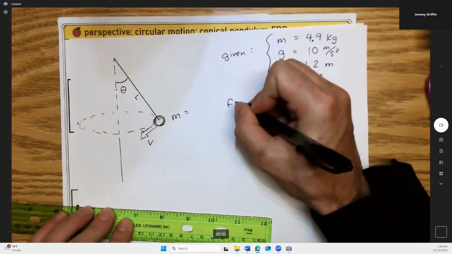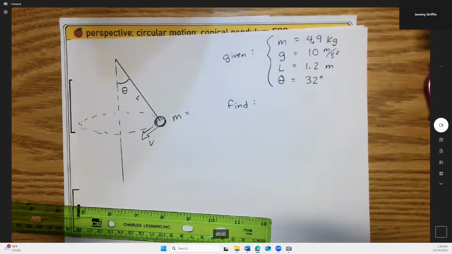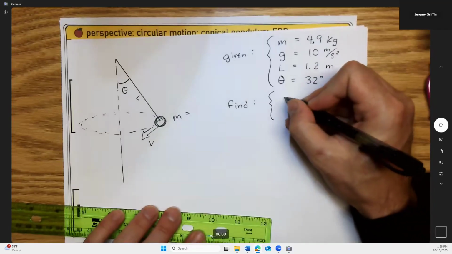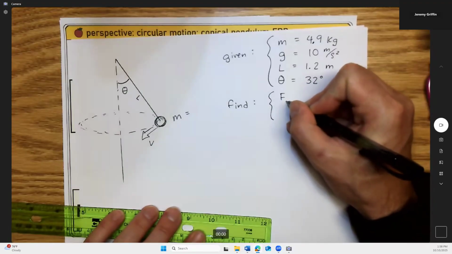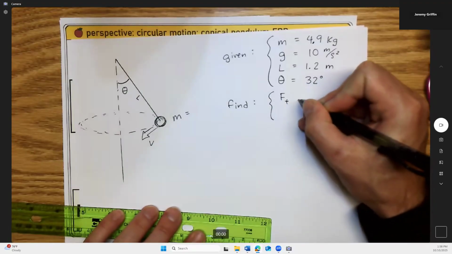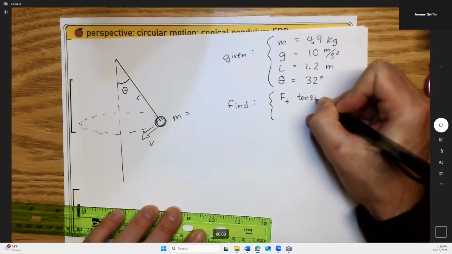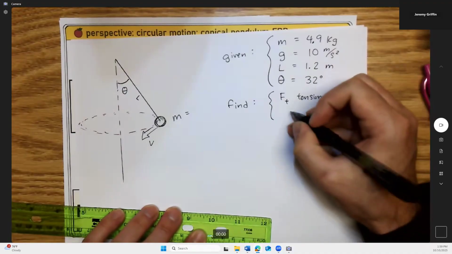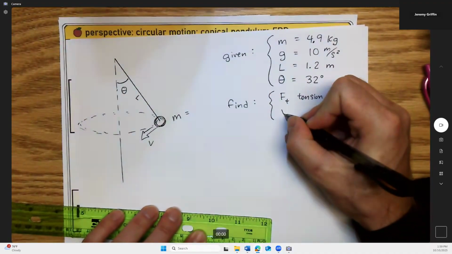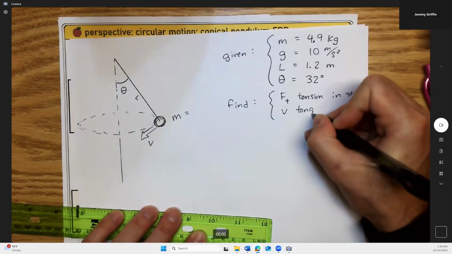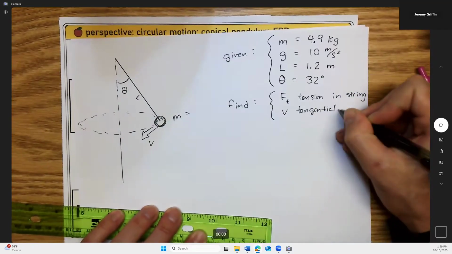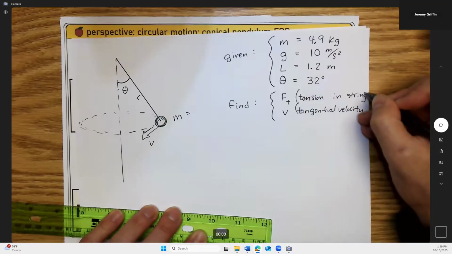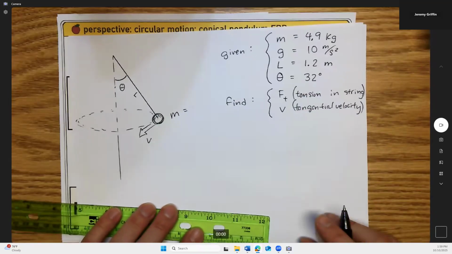So what I want you guys to find. A good challenge question here is going to take us a while. This will be a few steps. Find the tension in the string, F sub T. And also V, which is the tangential velocity of that mass.